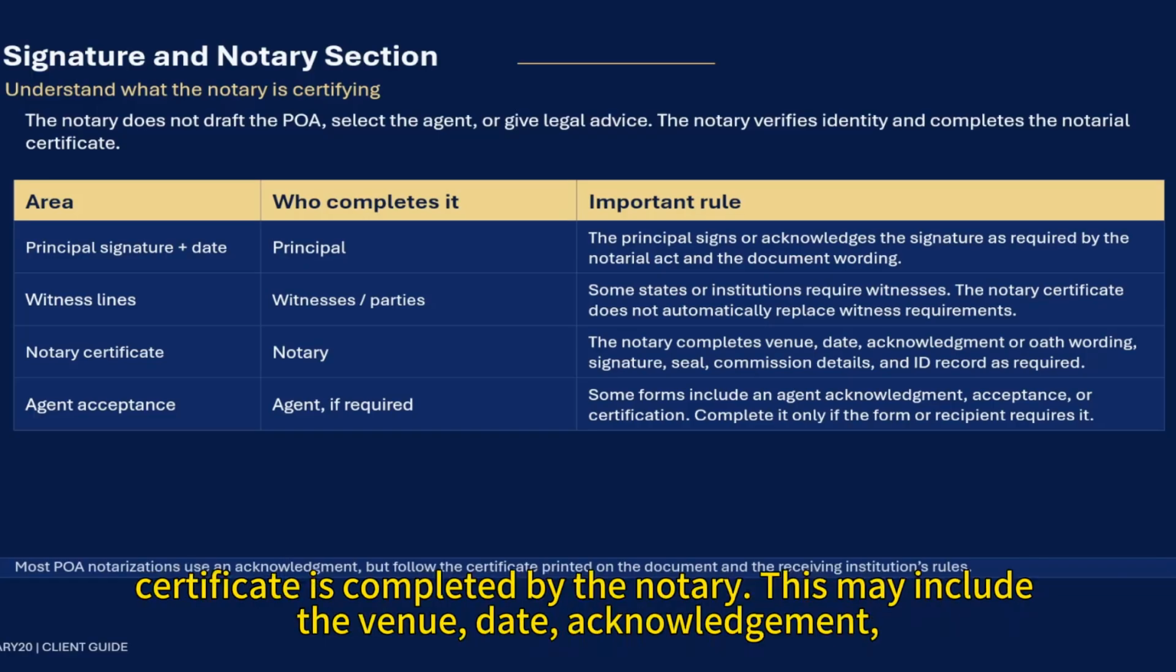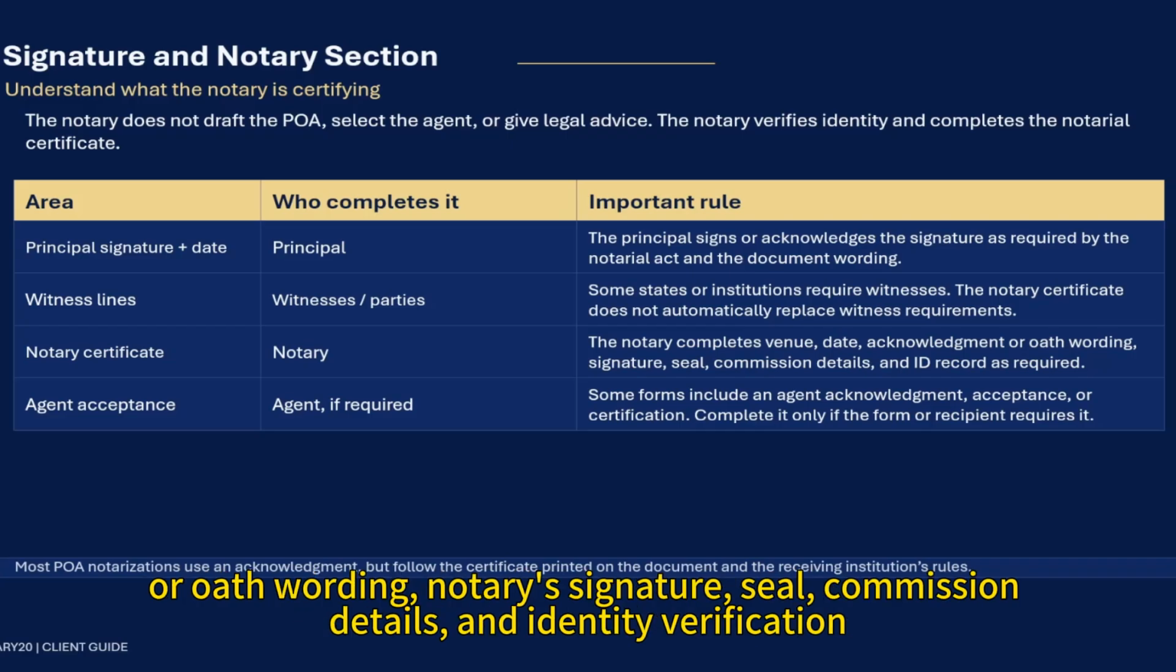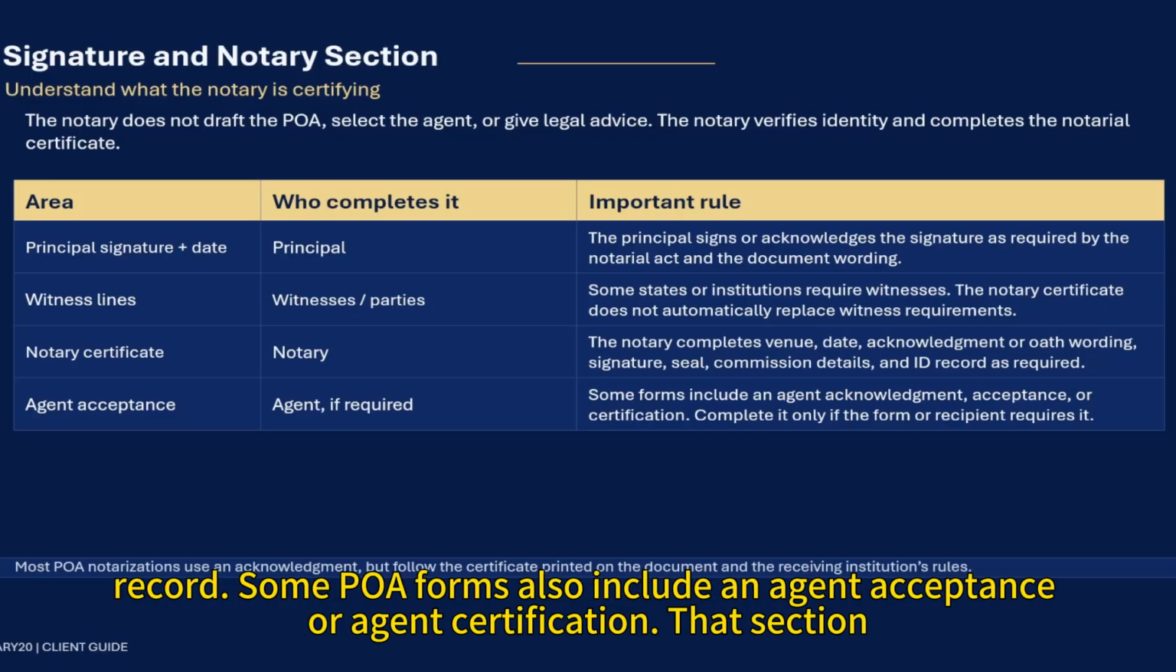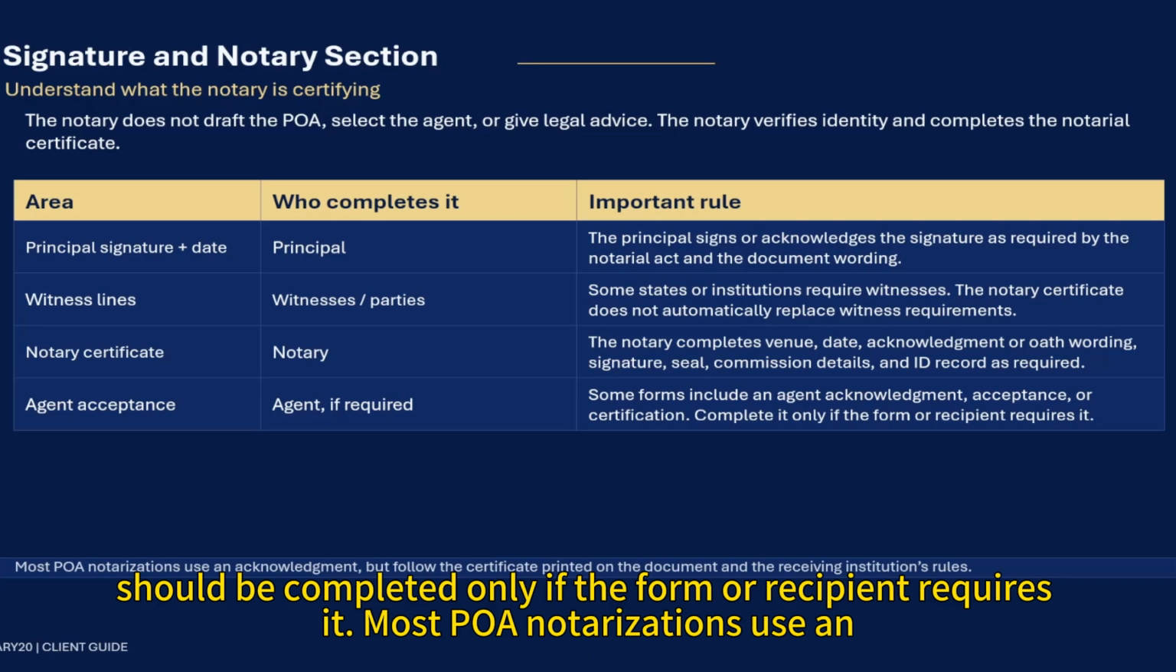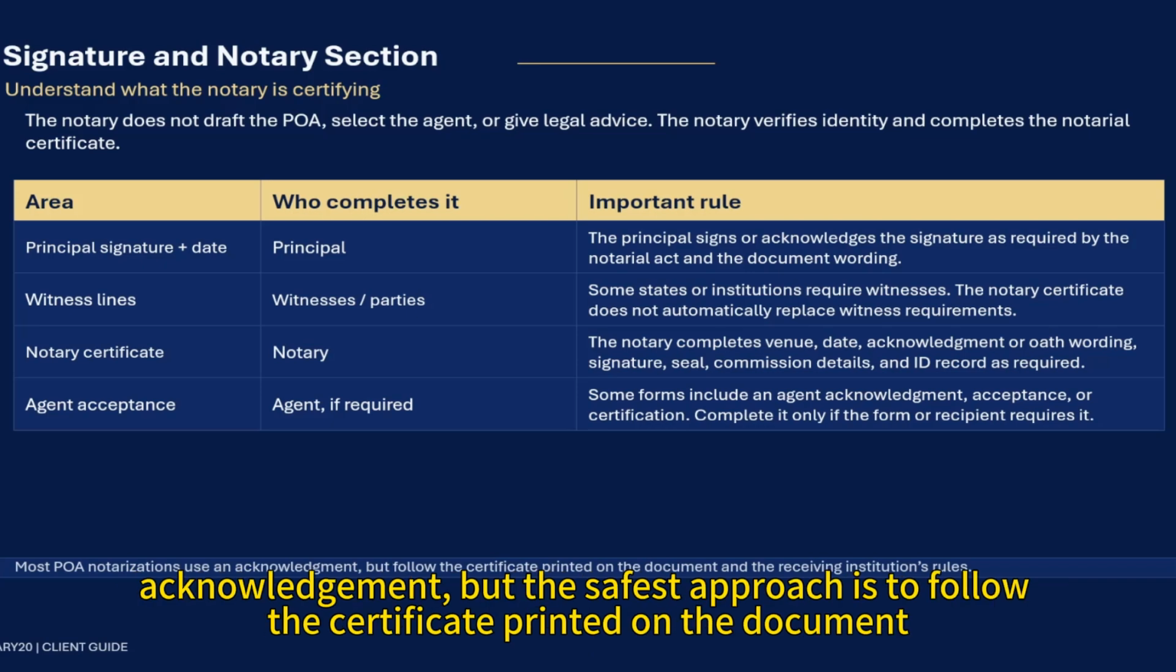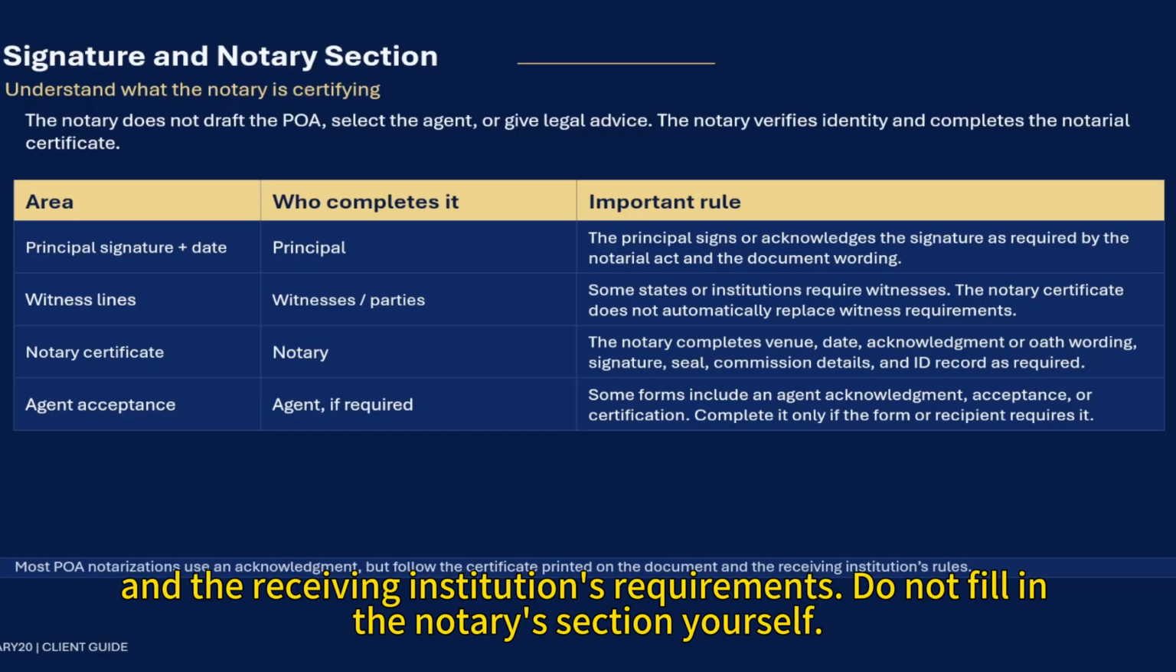The notary certificate is completed by the notary. This may include the venue, date, acknowledgement or oath wording, notary signature, seal, commission details, and identity verification record. Some POA forms also include an agent acceptance or agent certification. That section should be completed only if the form or recipient requires it. Most POA notarizations use an acknowledgement, but the safest approach is to follow the certificate printed on the document and the receiving institution's requirements. Do not fill in the notary section yourself.